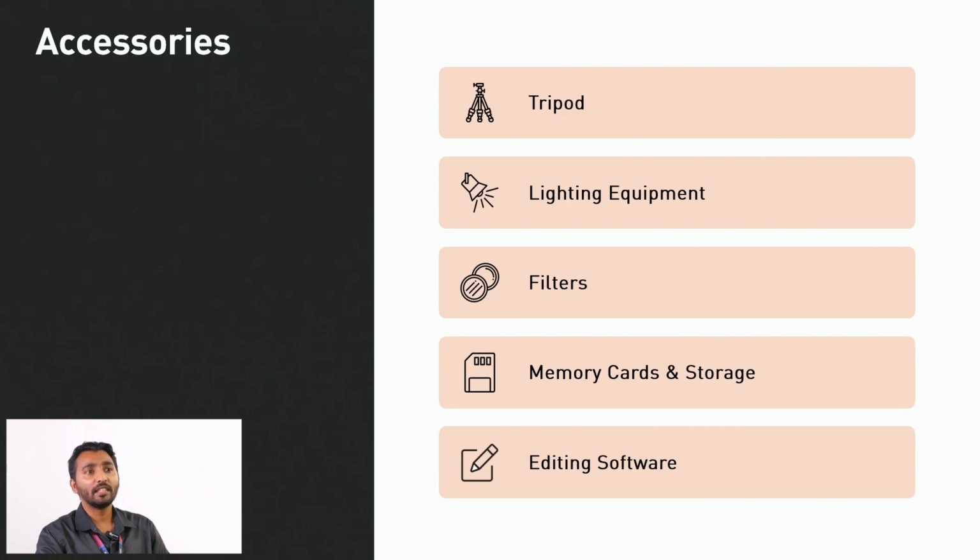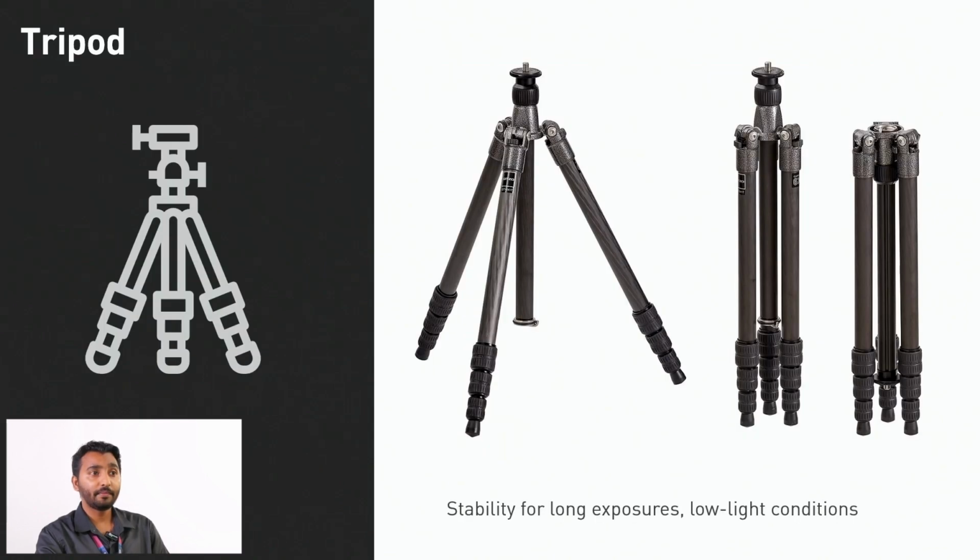Coming to some essential photography accessories, we have plenty to add to this list, but we shall look into some of the highly used ones. We have tripods, lighting equipment, filters, memory cards, and editing software. Tripods are essential for stability, especially in long exposure photography, low light conditions, or shooting a video.